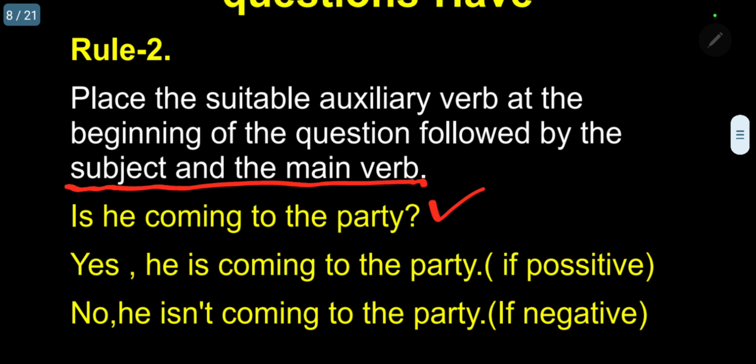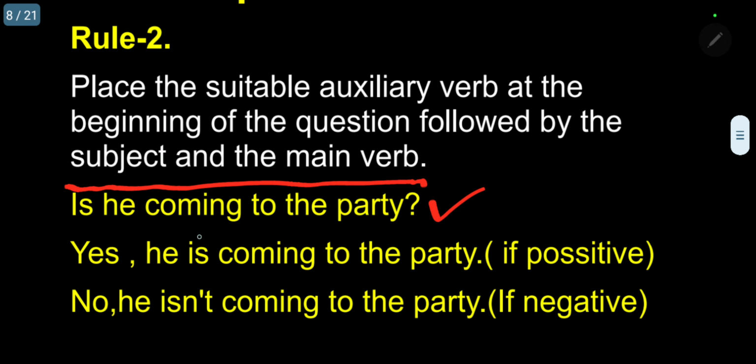Here he is the third person singular, so I am using the verb is. So here it is given: place a suitable auxiliary verb. So here I cannot use "are he coming to the party" because are is plural. So, is he coming to the party? Now, for this question, I have two answers. One is yes or no. Yes means yes, he is coming to the party.